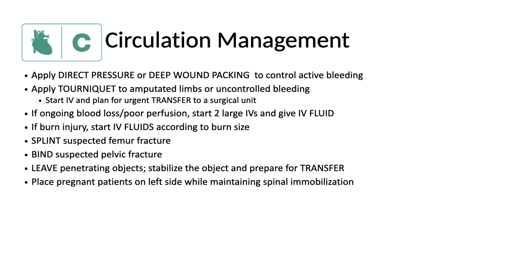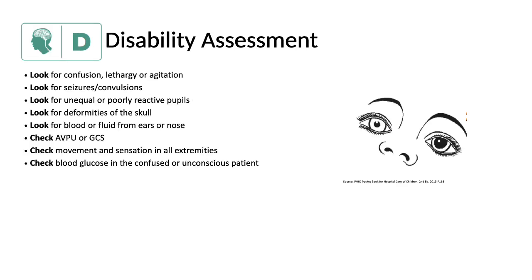Limbs, fractured limb should be immobilized. Those with pelvic fracture can use pelvic binder. And if there is a penetrating object, leave it in place. Stabilize the object and get appropriate consultation or transfer to facilities that can handle him. Pregnant lady should be placed on the left side while maintaining spine immobilization.